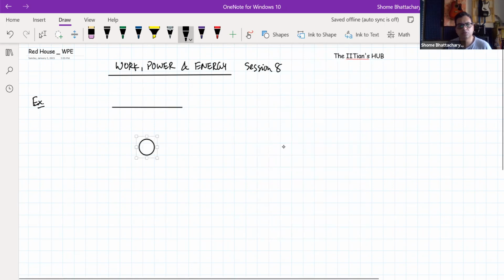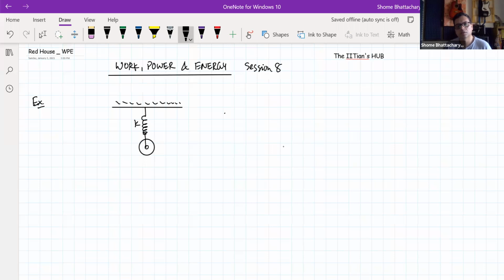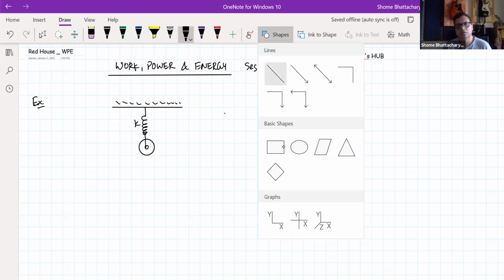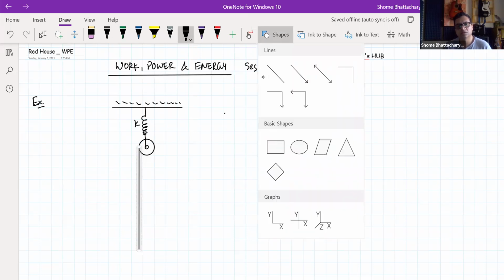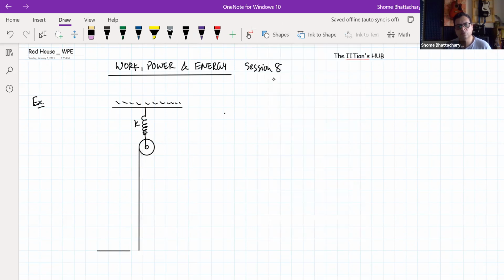So we have this kind of a situation now. We have a light pulley that is connected via a spring like this of spring constant K, and there is a thread which is connected between the floor on one side, going around the pulley, and connected to a block on the other side.